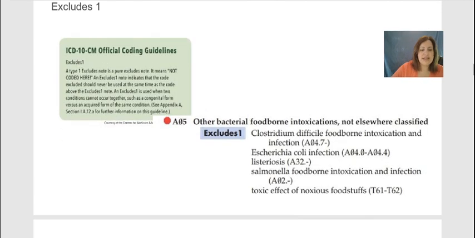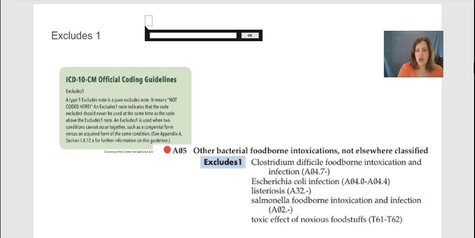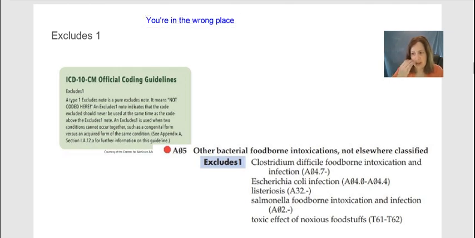The next one is the excludes. Green box is straight out of the guidelines. Their words. Excludes 1 says, it is a pure exclusion note. It means not coded here. I always write on the board in my classroom, you're in the wrong place if you see this. Continue though. You're not always in the wrong place. Let's finish what it says.